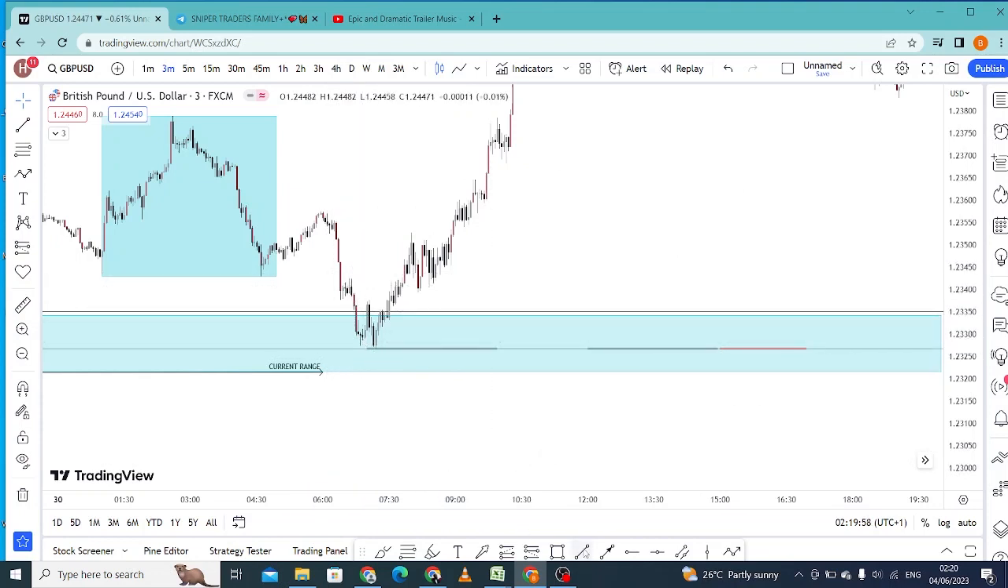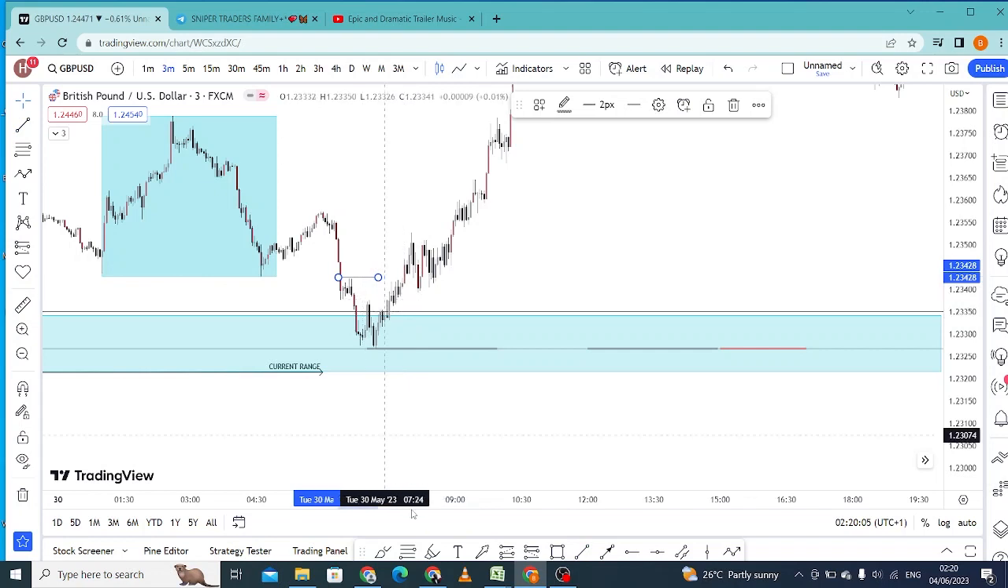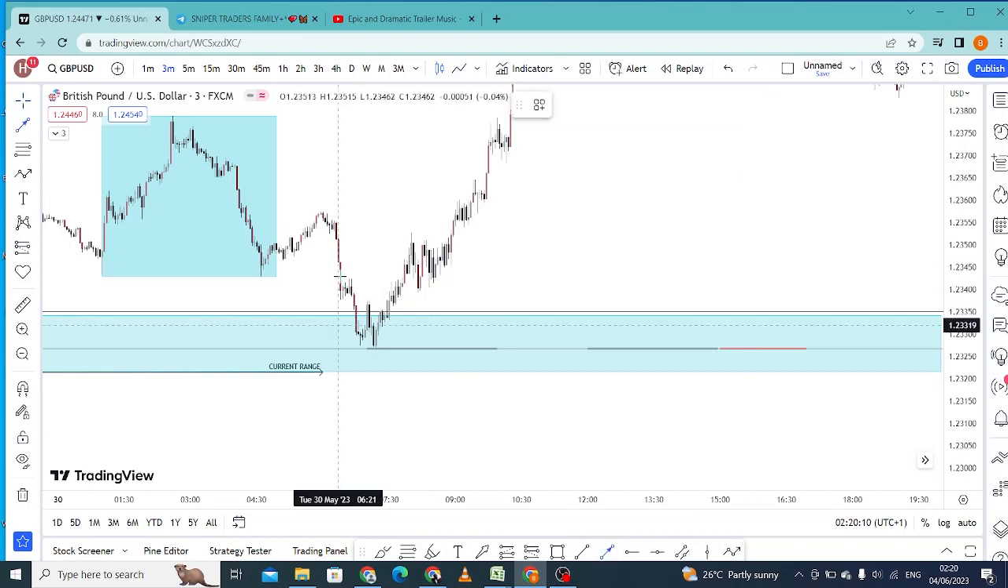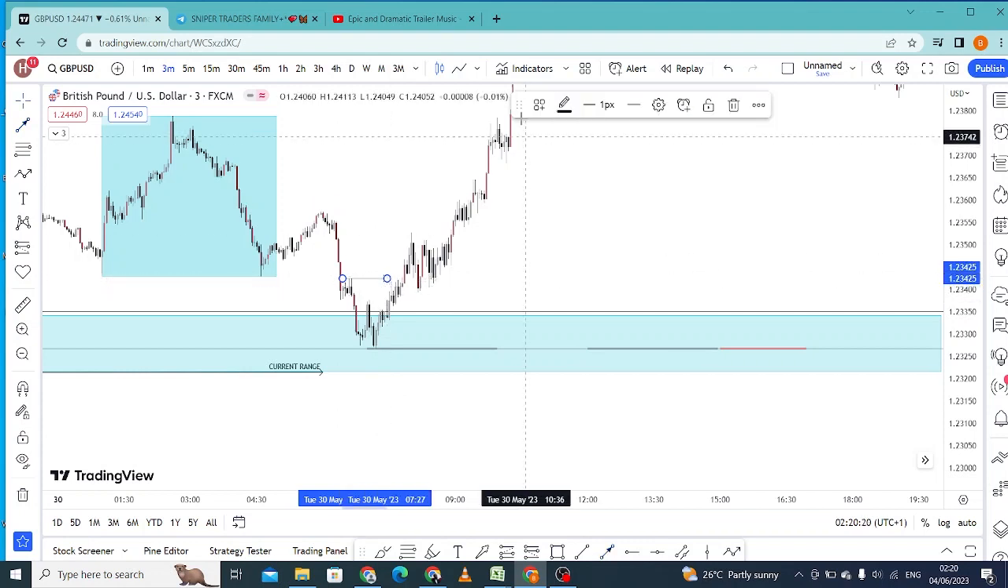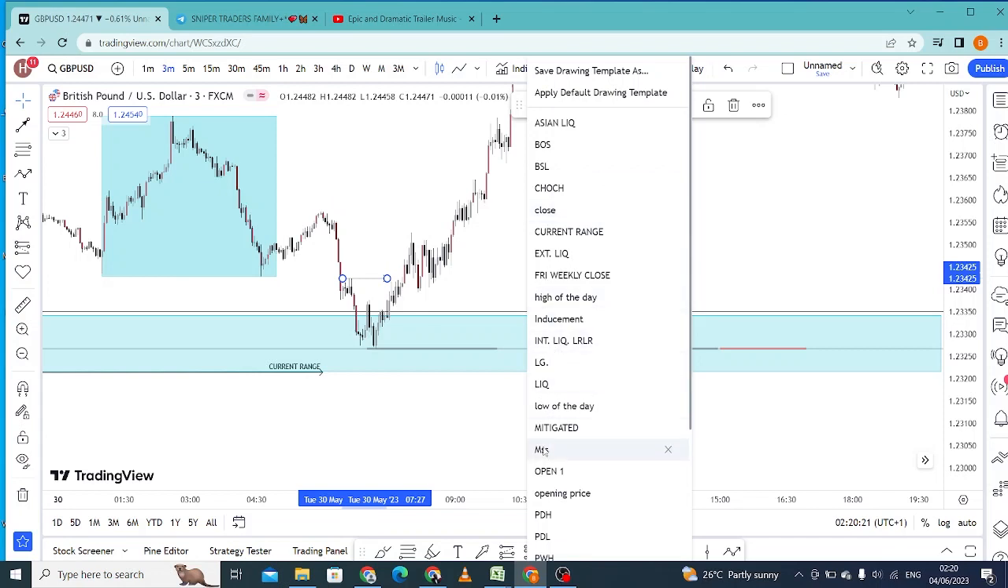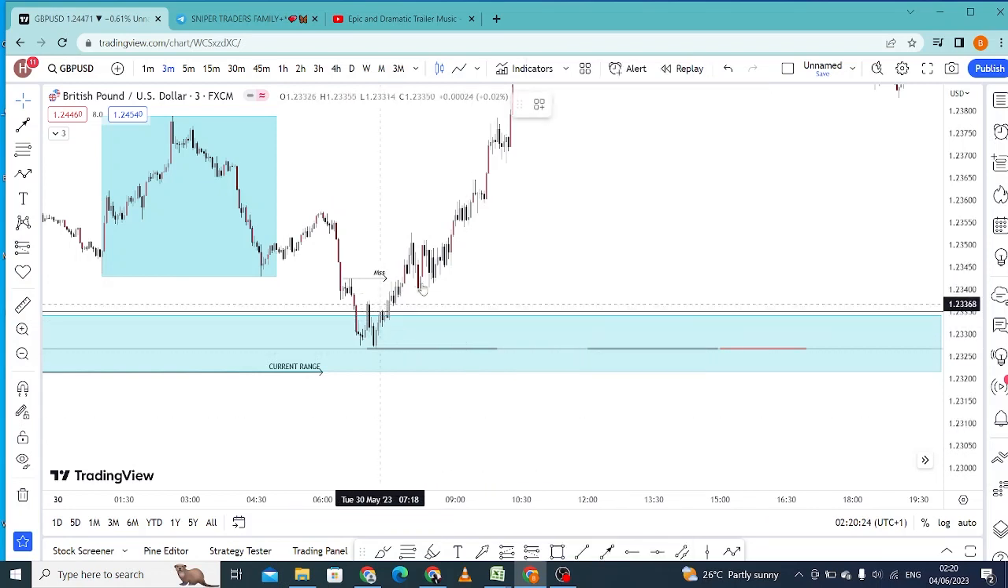Price broke, gave us a market structure shift immediately here. Price gave us a market structure shift here. This was a market structure shift. Price traded below the opening, and immediately price traded below the opening.